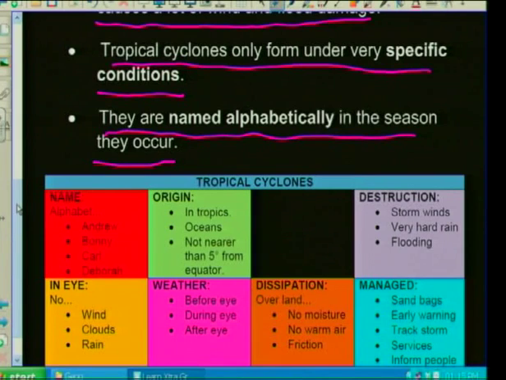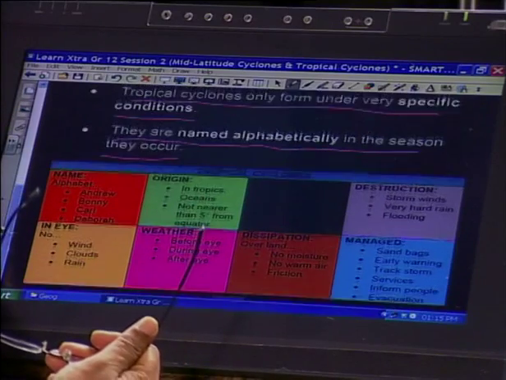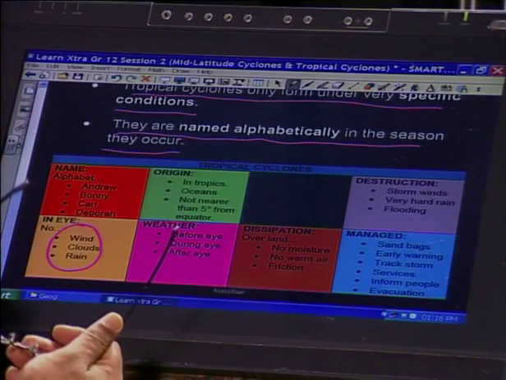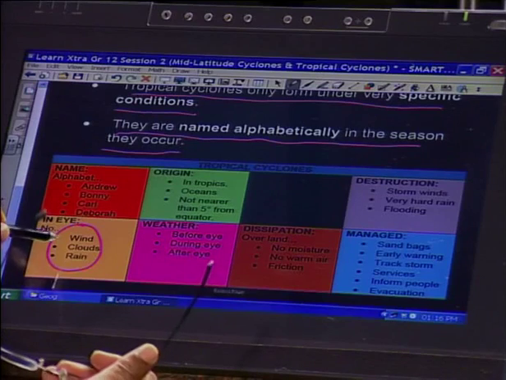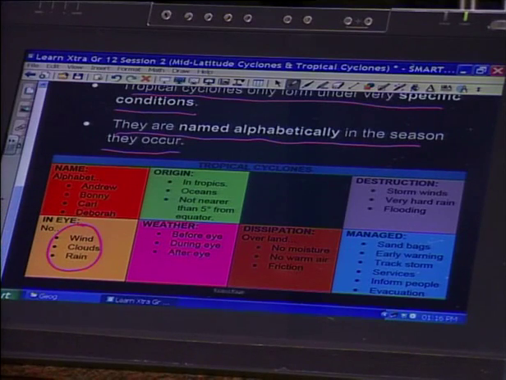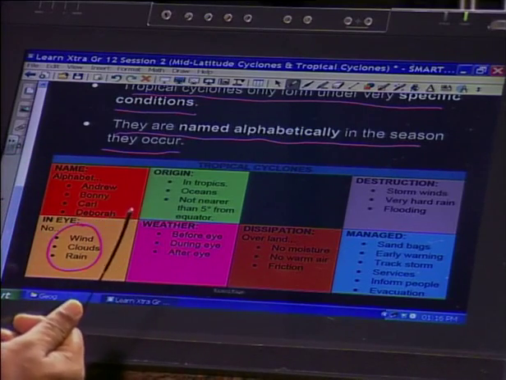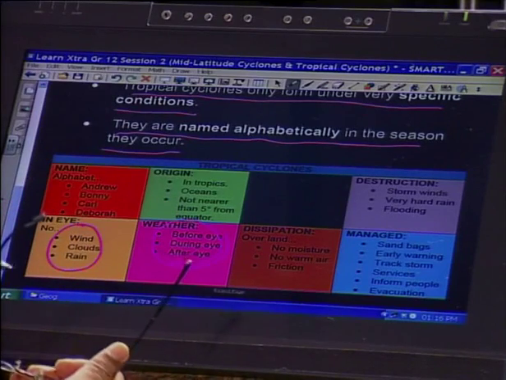We spoke about destruction: stormy, very hard rain, flooding. In the eye, we'll talk about this later, it's actually quite a unique situation where we have no wind, cloud, or rain. The weather before the eye and during the eye will be totally different. You understand, there's a first vortex and a second vortex. So this weather would be different from the eye, where we would have heavy rainfalls, strong winds, and very high temperatures.